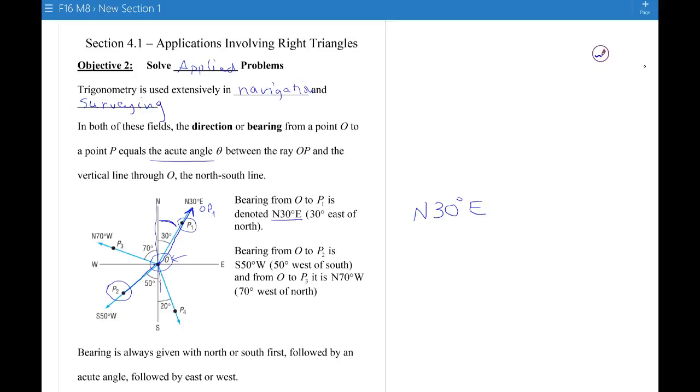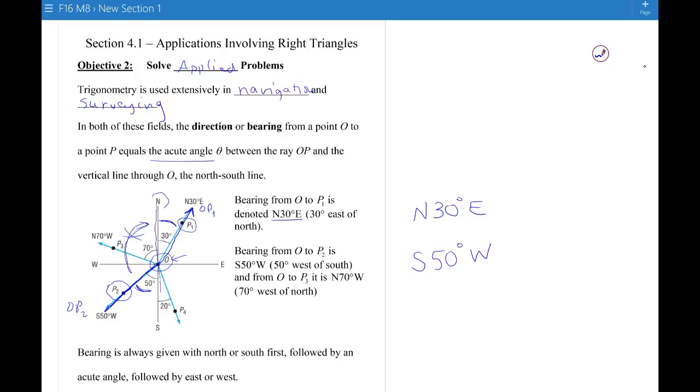Now you have a line from O through P2, so that's your ray OP2. So the bearing from O to P2, the acute angle, so the smaller one, if you went this way, that would not be an acute angle. So we don't go that way. We go the shorter way. So 50 degrees is the angle. Then the vertical line is going in the south direction. And then you are west of that.